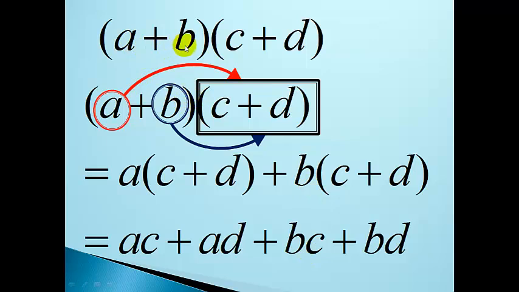Now given a plus b times c plus d. A plus b is a binomial. A is one term, b is another term. C plus d is also a binomial. Now, how do we multiply two binomials?